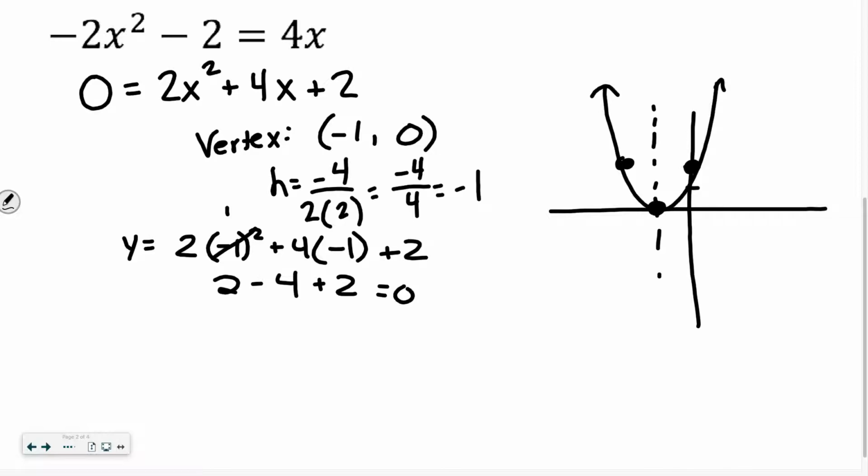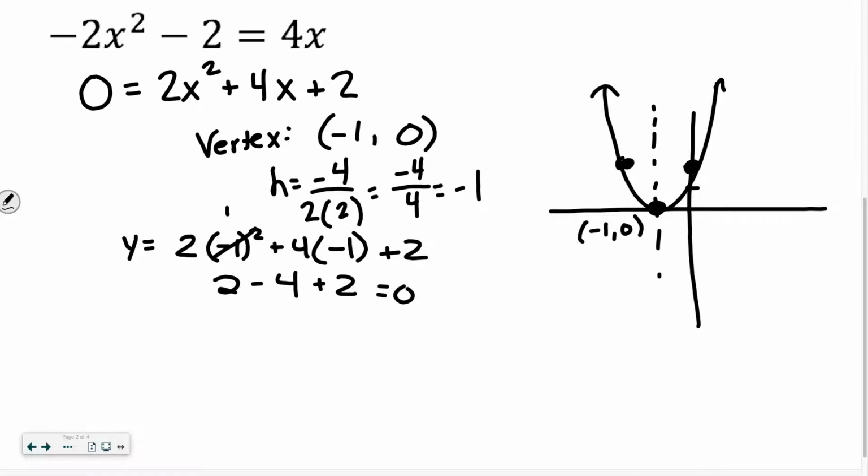Well, if you're trying to solve the equation, what's your answer? x equals negative 1. When was the function equal to 0? At the vertex. Right? My vertex is sitting on my x-axis. So in this case, the only point of my parabola that makes my function equal 0 is when x equals negative 1.